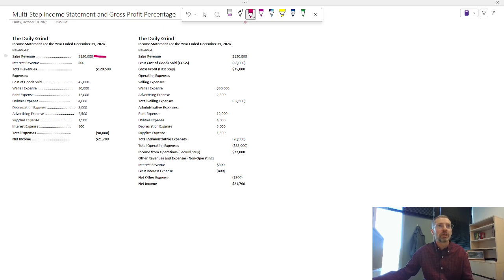You can see we put all of our revenues here, no matter if it had to do with sales or interest or some random stuff. We put all of our revenues up at the top. And all of our expenses are at the bottom. You can see that these are in order from largest to smallest. And we get a total for our expenses and then just our net income at the bottom.